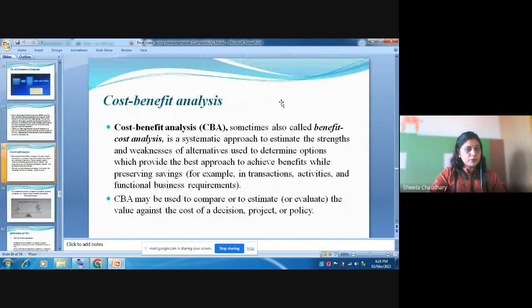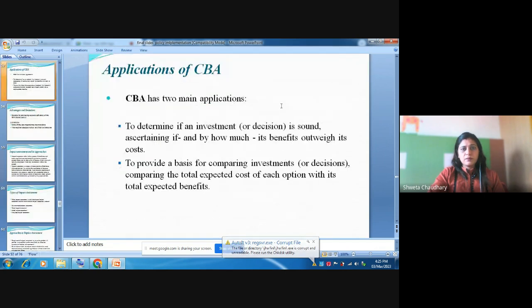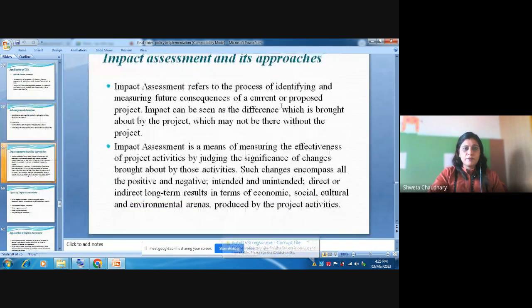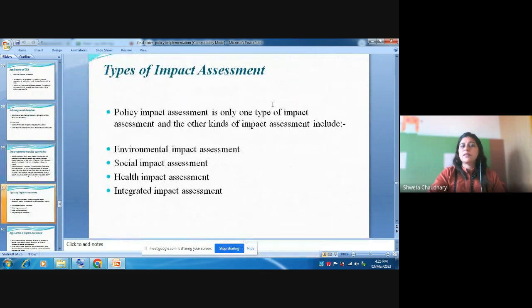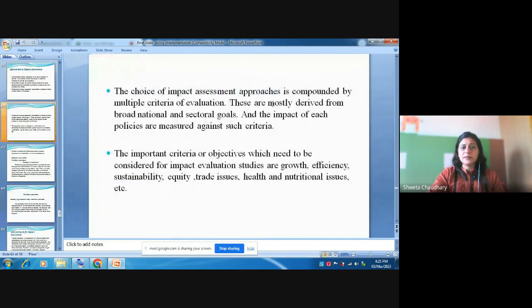Then you have to see the relationship between cost and benefit proportion, whether it is more than one, equal to one. It should be equal to or more than one for the successful implementation of policy. Then you have impact assessment approaches. In this, we have studied various social impact assessment, health impact assessment, environmental impact assessment.